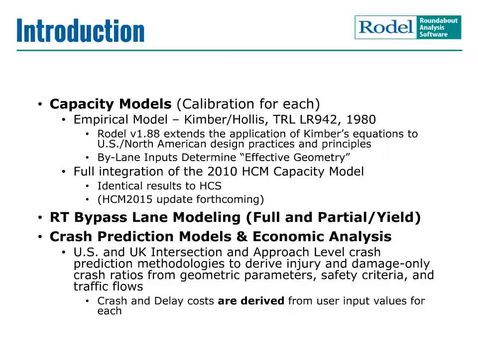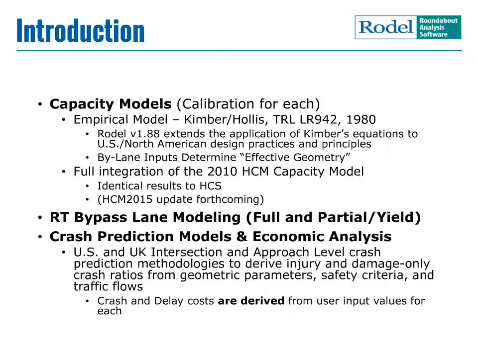It includes two capacity models. It includes the empirical model, which we will talk about a little bit later. It has extended the application of the empirical model to include lane inputs to determine effective geometry, which we will also discuss in more detail. It fully integrates the 2010 HCM capacity model. It provides identical results to HCS. It will include any future updates to that model as well.